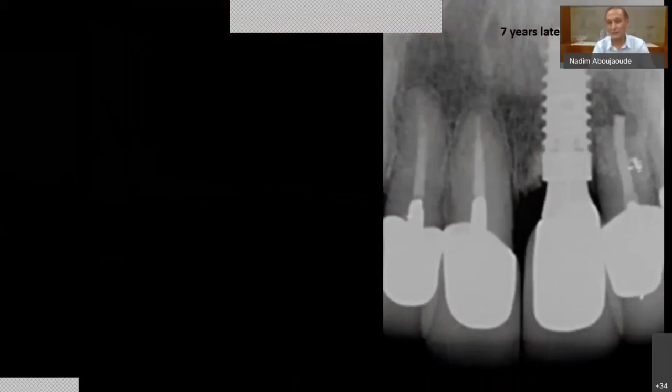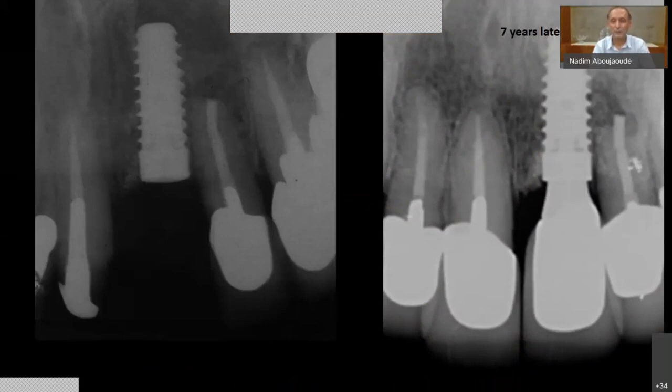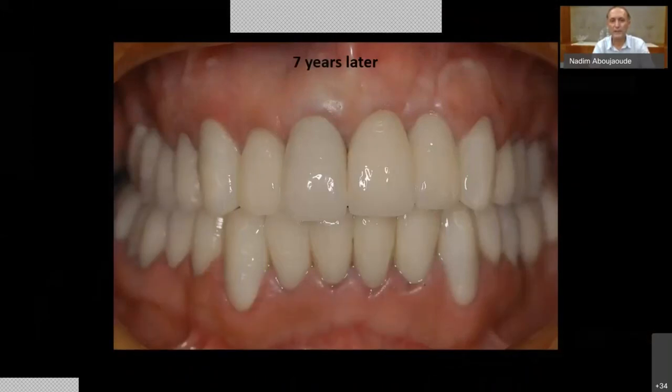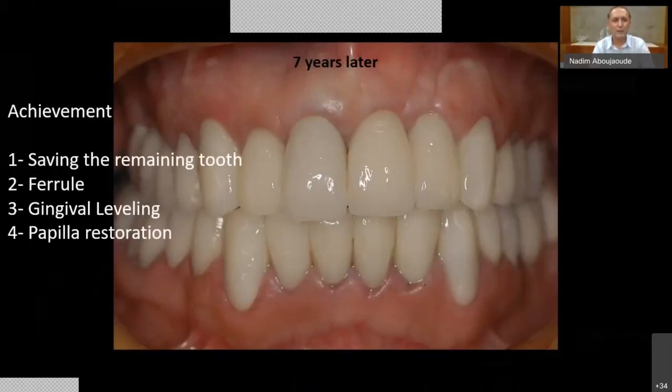7 years later, the teeth are good if you protect them with a ferrule effect, and you can see that what we gained around the implant is staying. We have leveled the gingiva, and we restored the papilla. So we have many advantages to this technique.